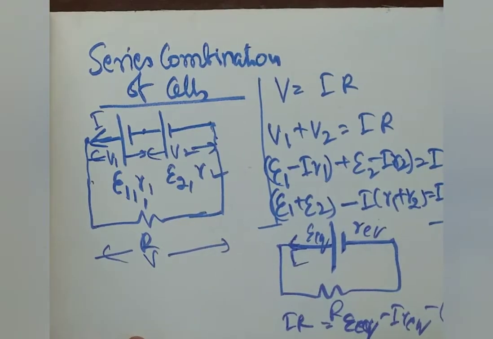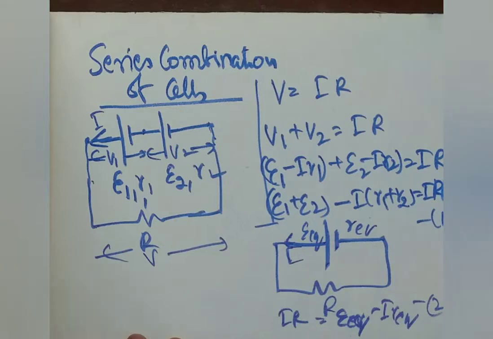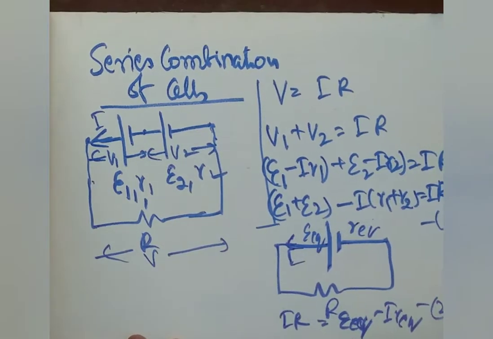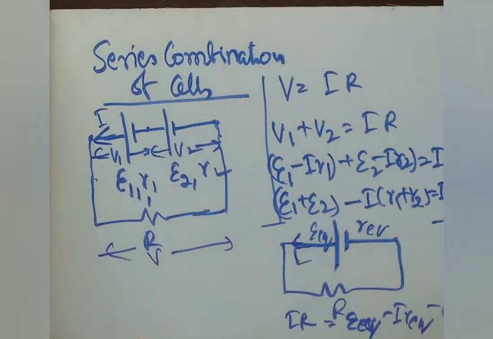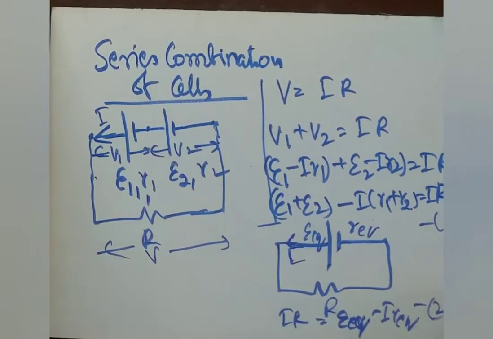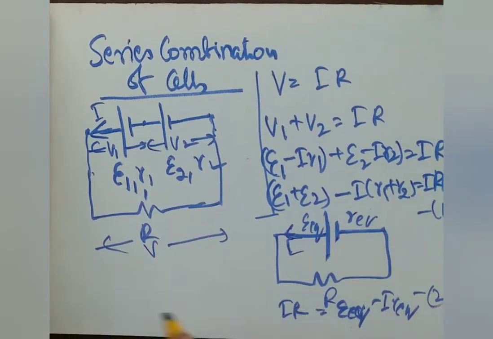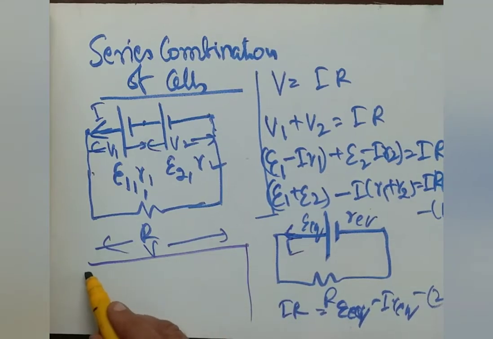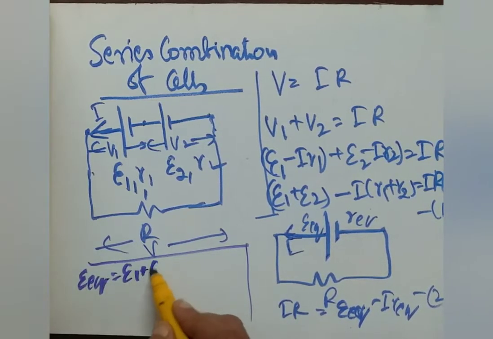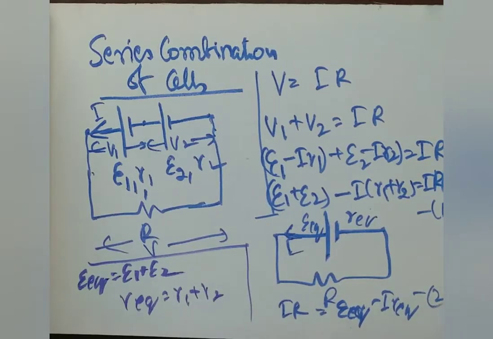Comparing equations 1 and 2, because the left hand sides, IR and IR, are the same, we can write: in the place of E equivalent we have E1 plus E2, in the place of R equivalent we have R1 plus R2. Therefore, E equivalent is E1 plus E2 and R equivalent is R1 plus R2. So this is how we arrive at the effective EMF and effective internal resistance of a series combination of cells.